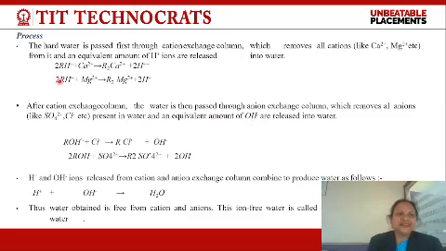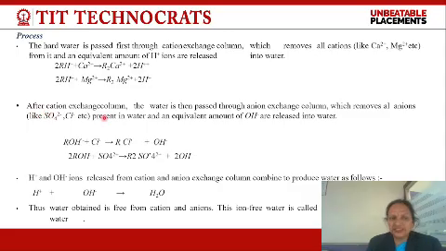Now we can see in this reaction, the hard water is passed first through the cation exchanger column, which removes all the cations like calcium, magnesium from it, and an equivalent amount of hydrogen ion is released into water. This is the reaction. You can see how hydrogen is replacing the calcium, and magnesium is also replacing the calcium.